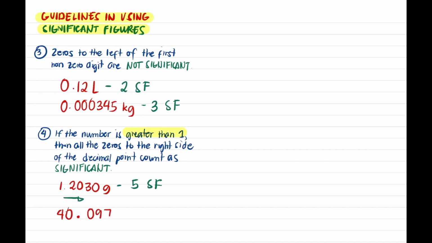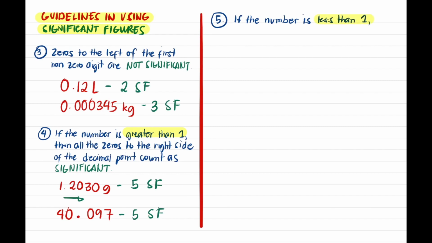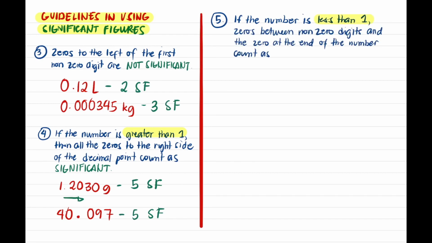Ang 40.097 meters naman ay mayroong 5 significant figures. Number 5. If the number is less than 1, zeros between non-zero digit and the zero at the end of the number count as significant.